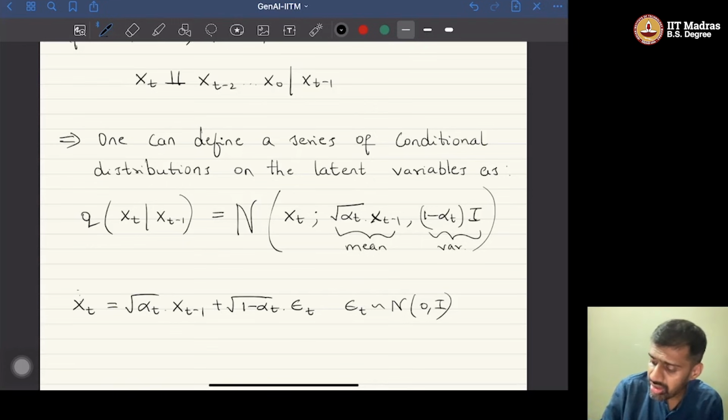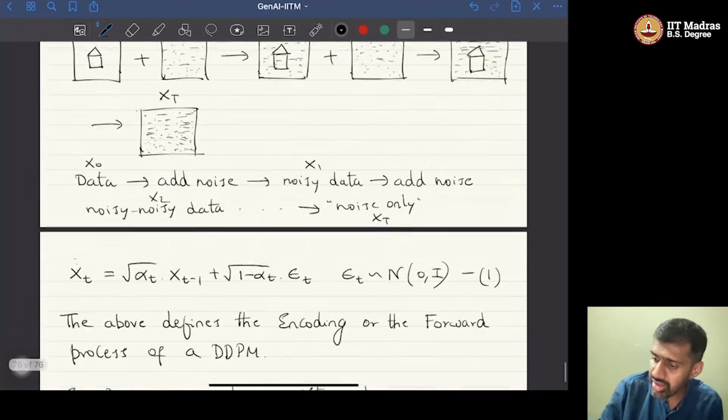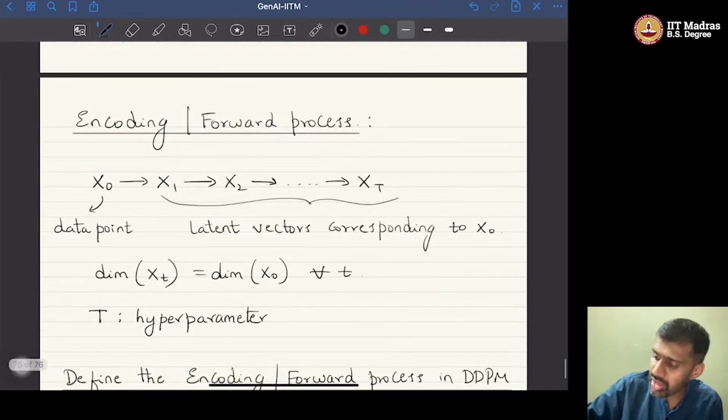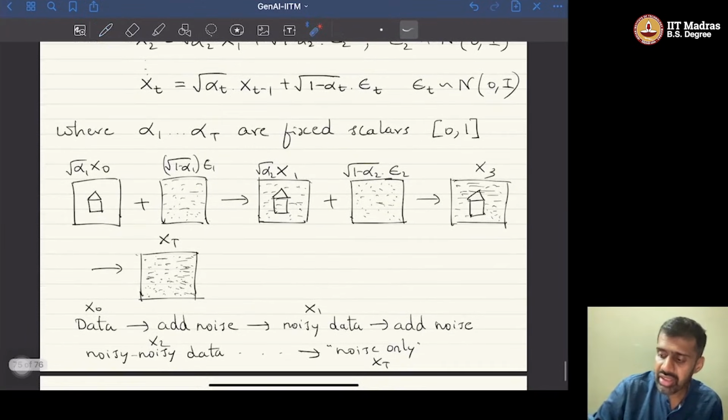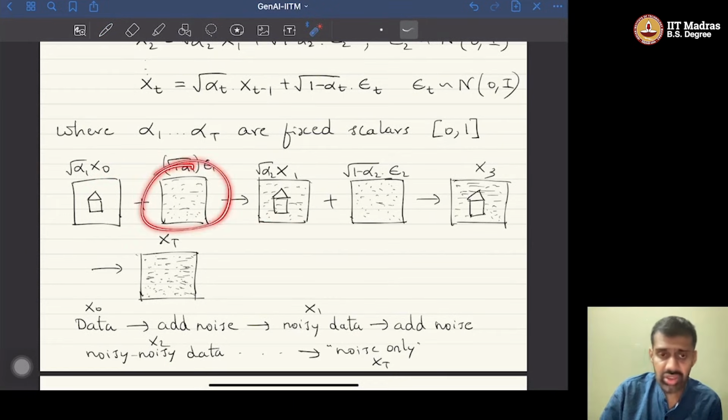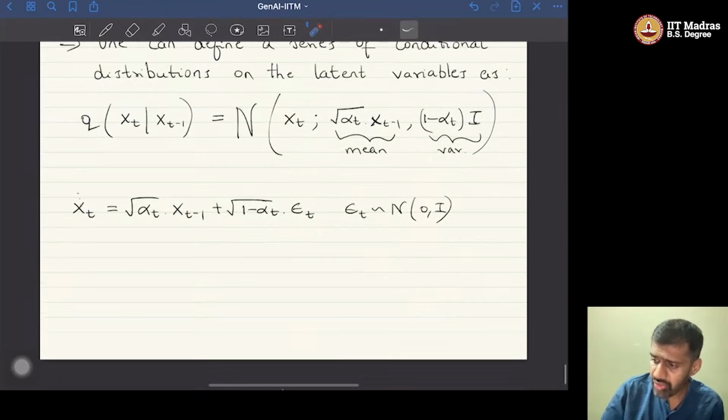Now please note, I've already said that, these are all vector valued random variables. So this is all R^D for all t. If we are talking about images, all of the xt's have the exact same dimension as the initial data space, and the epsilons, or the so-called noise that we sample, also should have the same dimensionality as the data, of course. Otherwise you can't add two vectors.